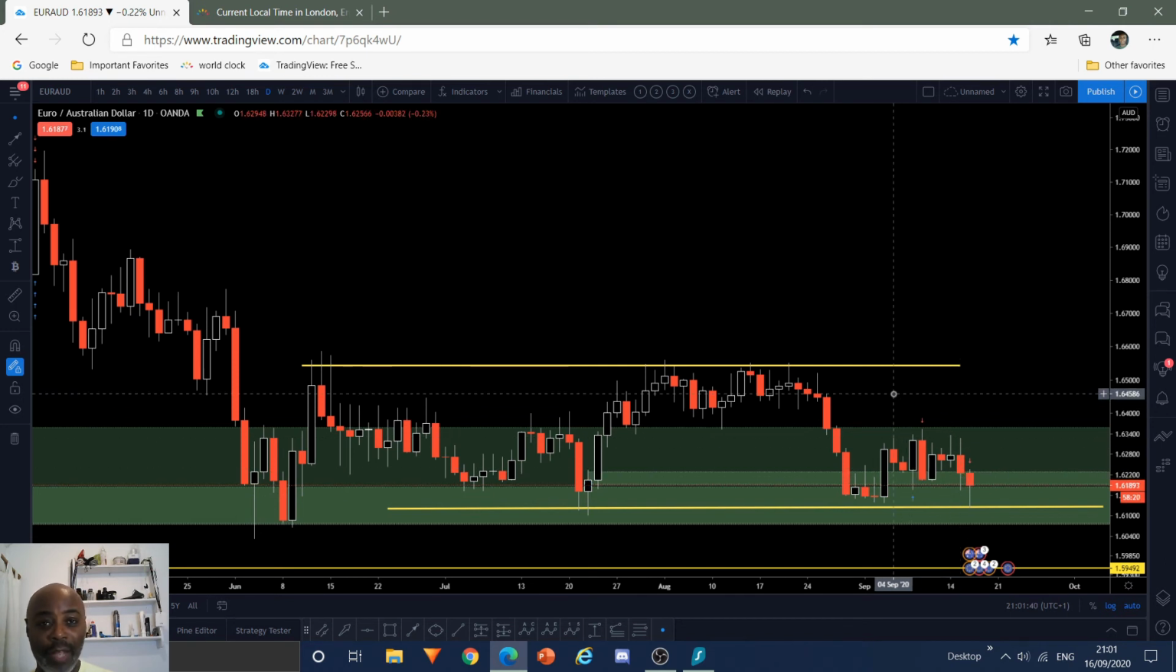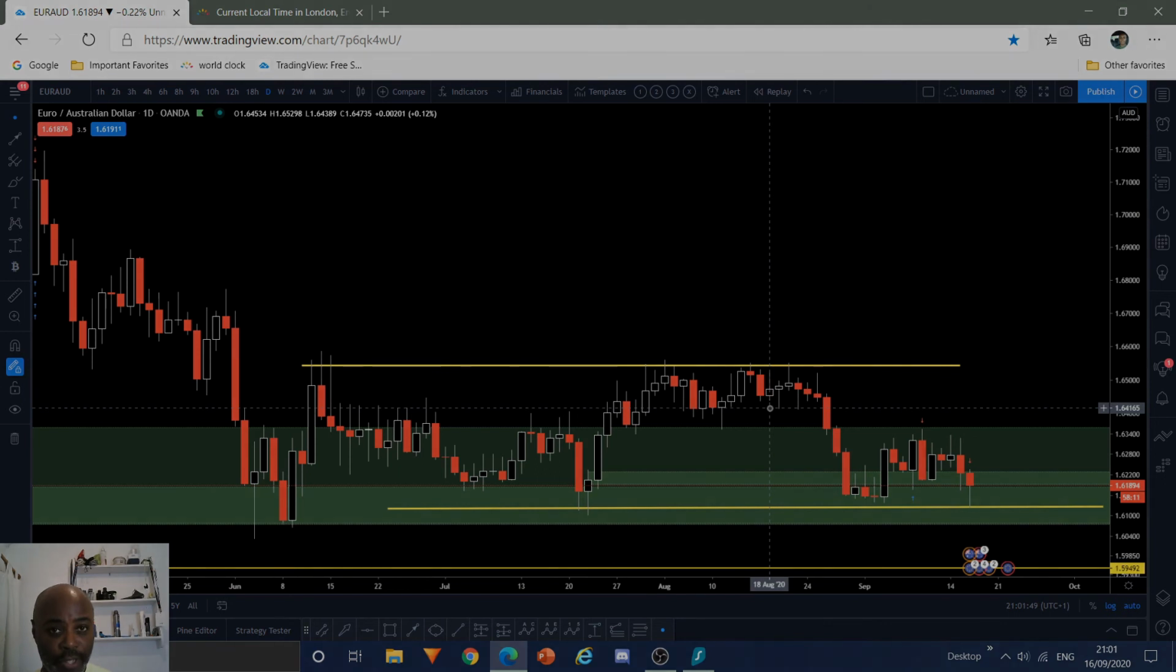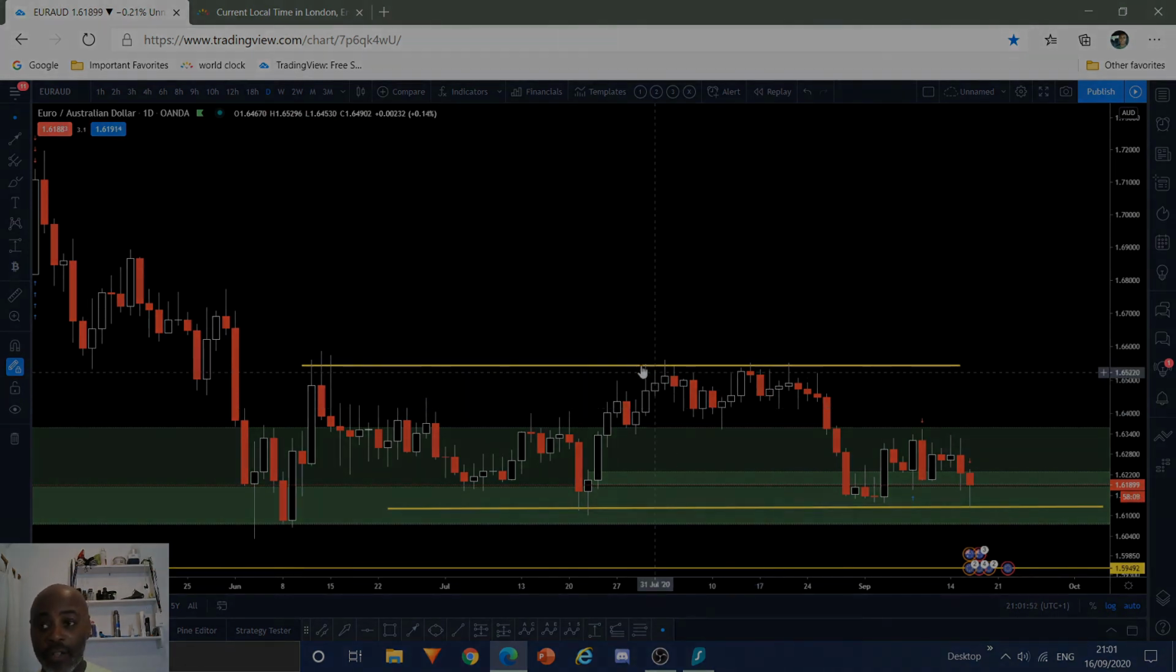There's some things I've got to look at first of all, not just a case of entering because we're at a level of support. There's more to it than that, but I will have a look at this trade and see what my position is and see if we can't get long again the Euro Aussie dollar.